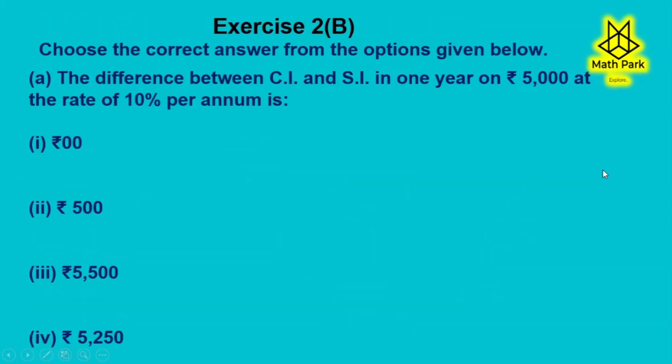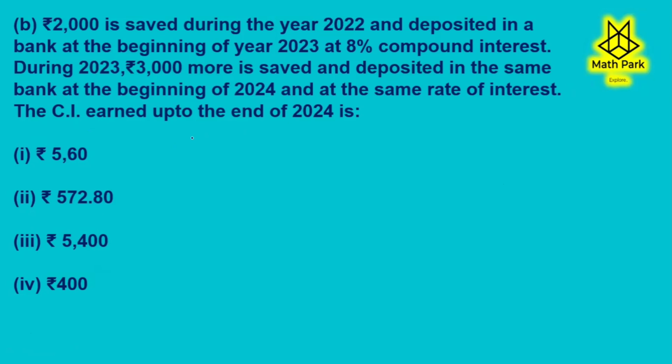We start with exercise 2B. Choose the correct answer from the options given below. The difference between compound interest and simple interest in 1 year on 5,000 at a rate of 10% per annum. Remember, simple interest and compound interest remain the same for 1 year, because for compound interest the principal changes only for the next year. So the difference is going to be 0.